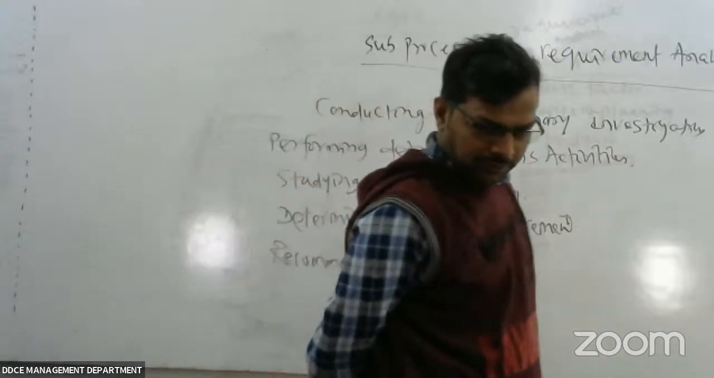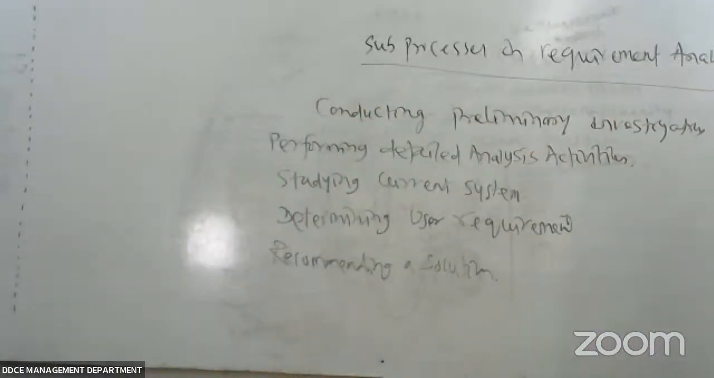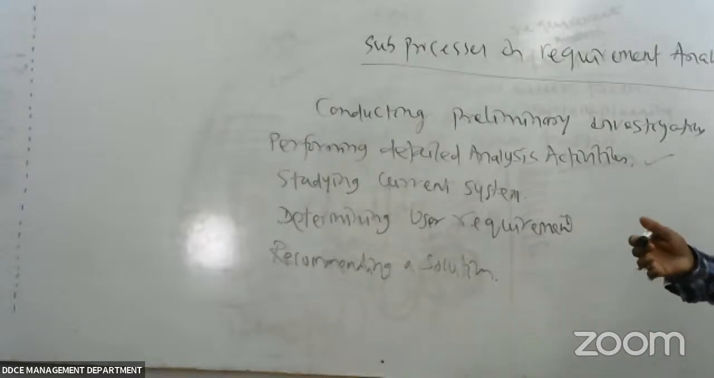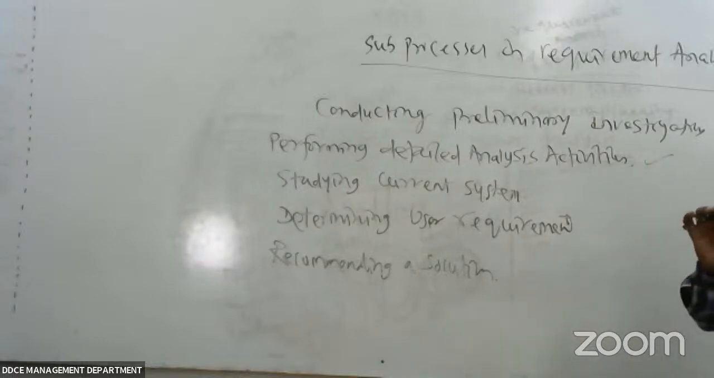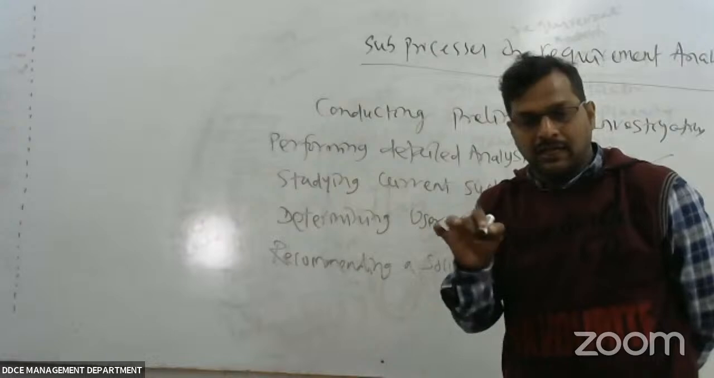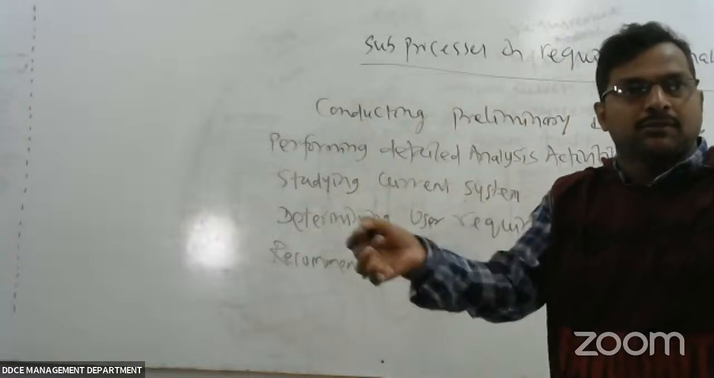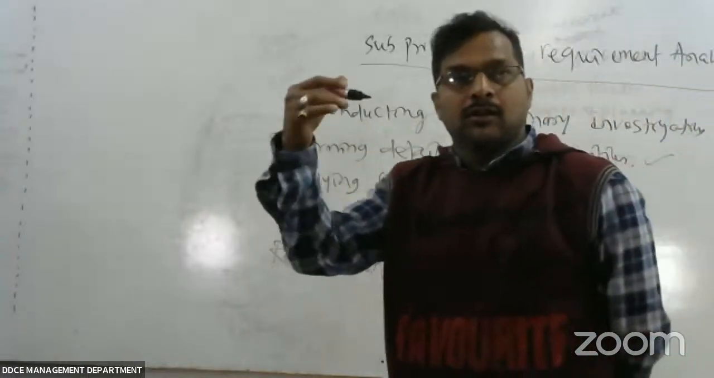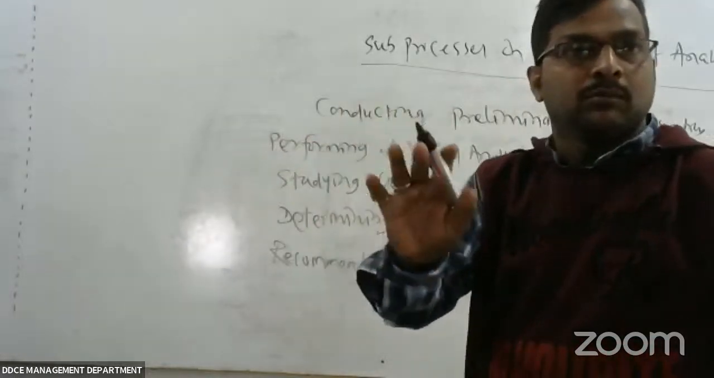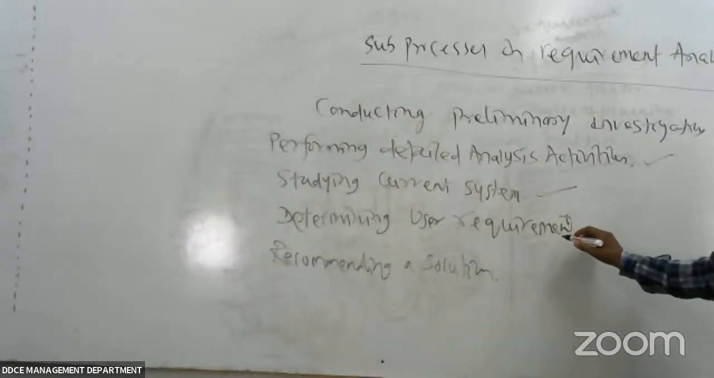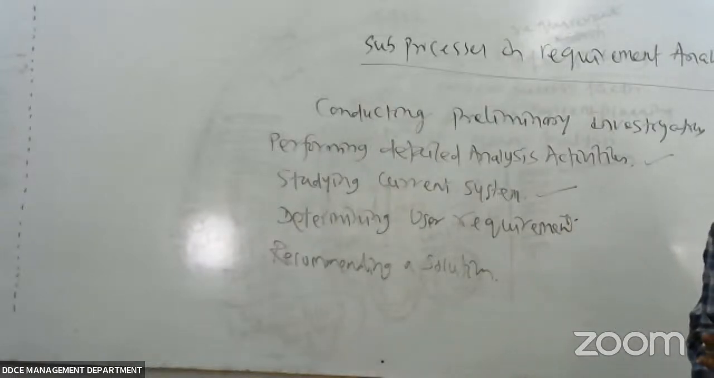So, what are the sub processes we need? First is conducting preliminary investigations. So we have to go and investigate, the preliminary part. Performing detailed analysis activity, which we have already discussed. Studying the current system: what is currently present? What are the problems we are facing with the current system? Sometimes we also have to think about problems that may come in future. But the current system is the most important one. What is present? Determining the user requirements to be analyzed.